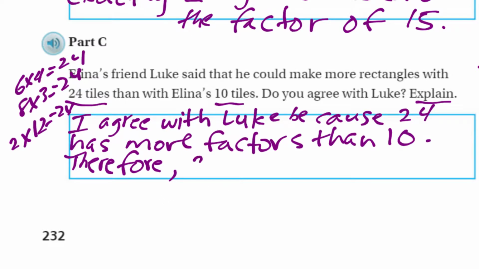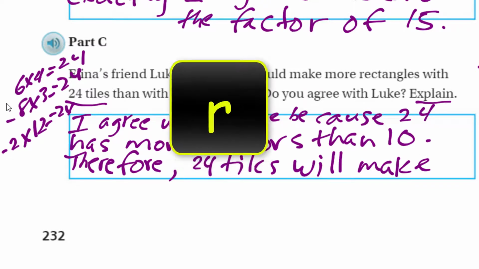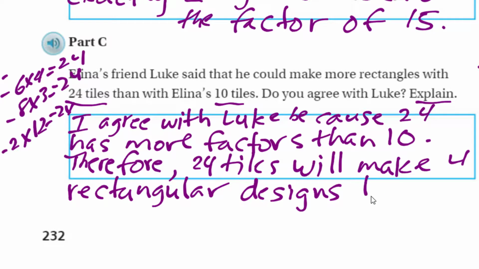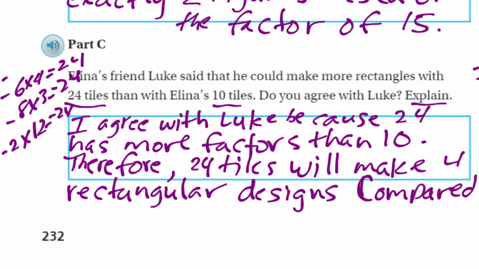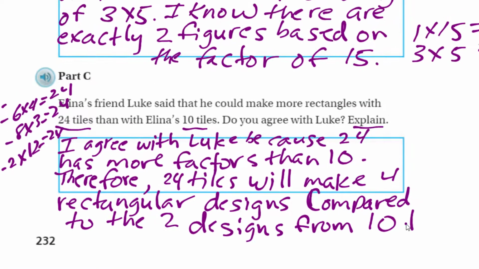Okay, 24 tiles will make, and you can tell by the figures, here's one design, two designs, three designs, and the last one, four designs. We'll make four rectangular designs compared to, it shouldn't be a capital letter, okay? Compared to the two designs from 10. I didn't have to write all that extra stuff down there, but you get the idea.